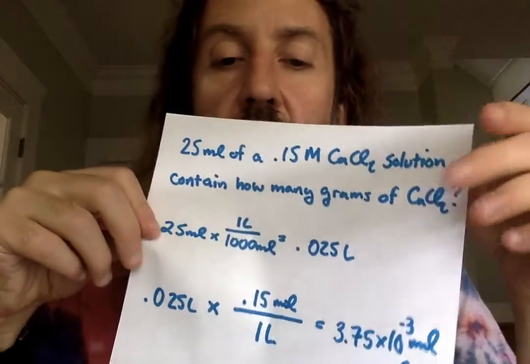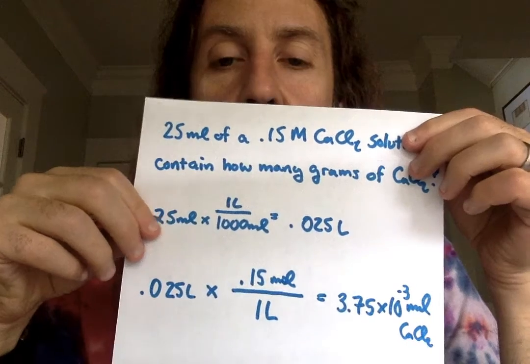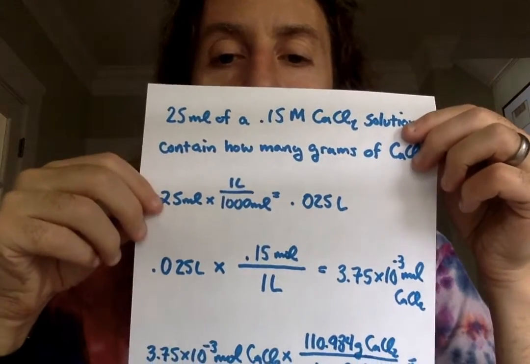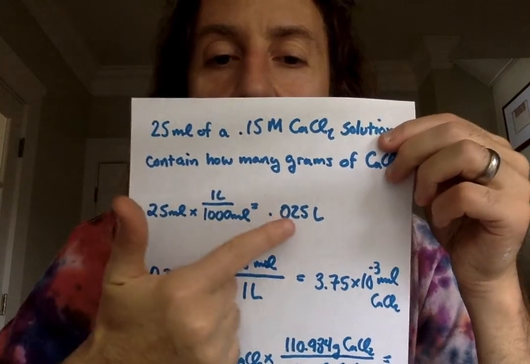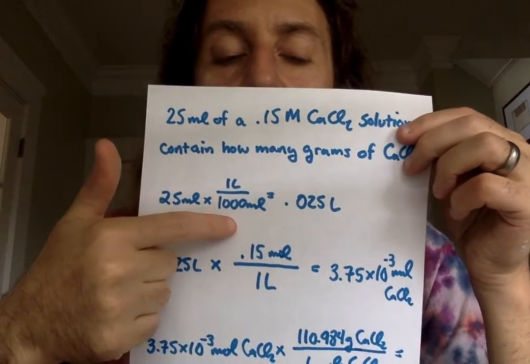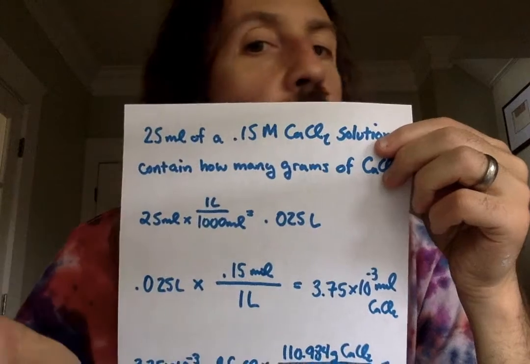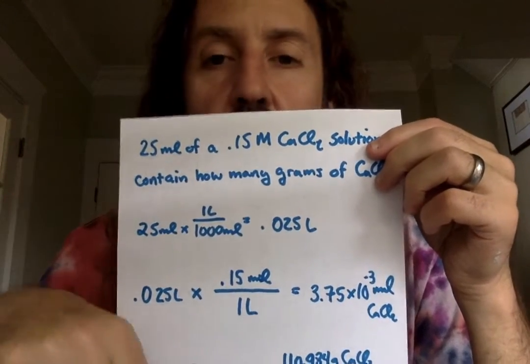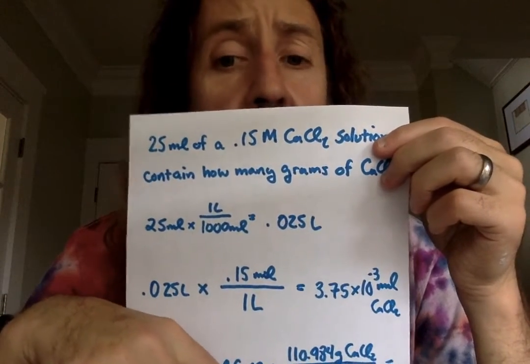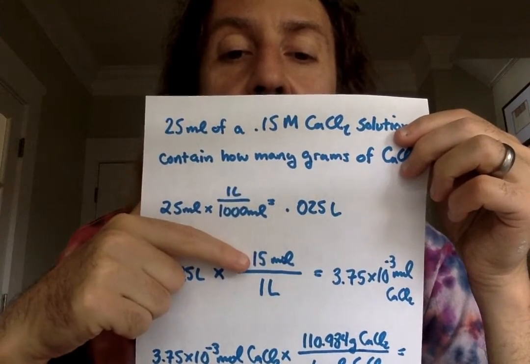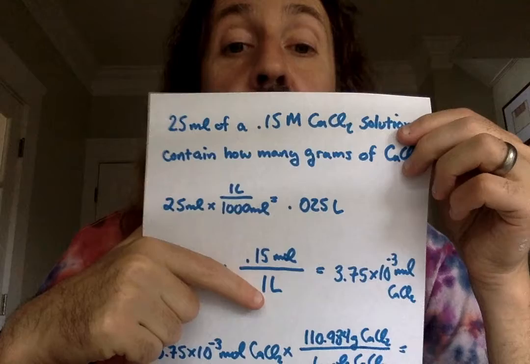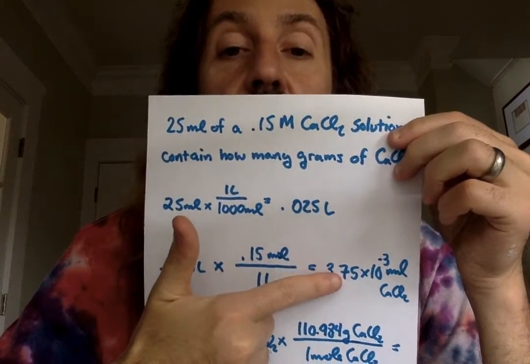And so again, we take the milliliters and we switch them to liters. 25 divided by 1,000 is 0.025. I'm not scared that that's a small number because 25 milliliters is a real small part of a liter, and that's fine with me. 0.025 liters, 0.15 moles per 1 liter, so that'll help me isolate moles.